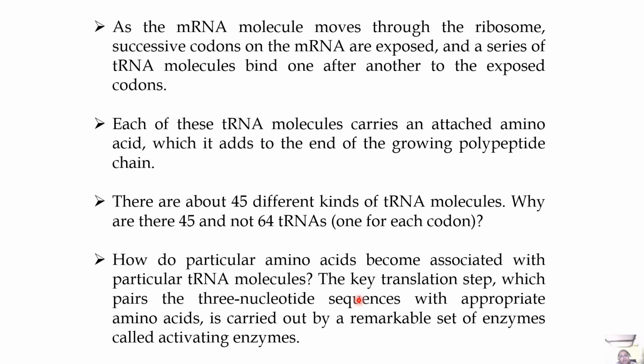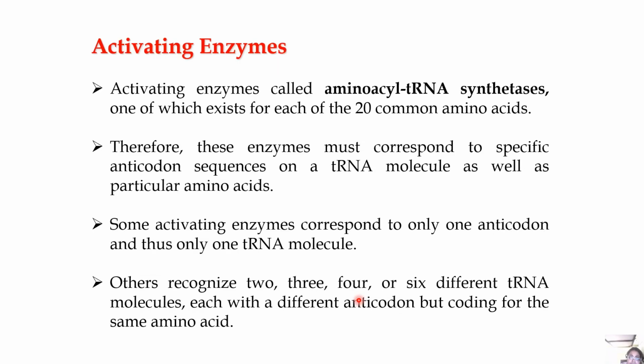There are about 45 different kinds of tRNAs available. Why are there 45 and not 64 tRNAs? How do particular amino acids become associated with particular tRNA molecules? The key translation step that pairs the three-nucleotide sequences with appropriate amino acids is carried out by a remarkable set of enzymes called aminoacyl-tRNA synthetase enzymes.